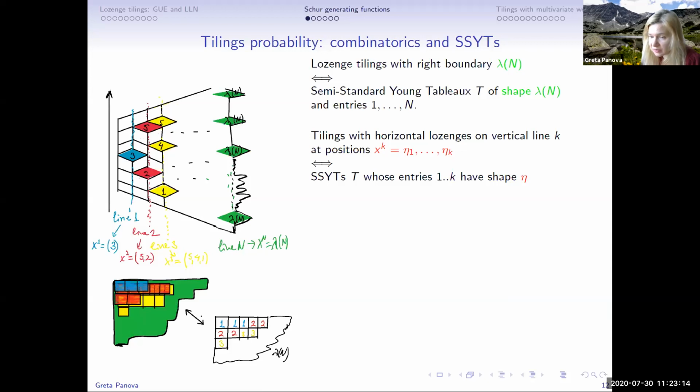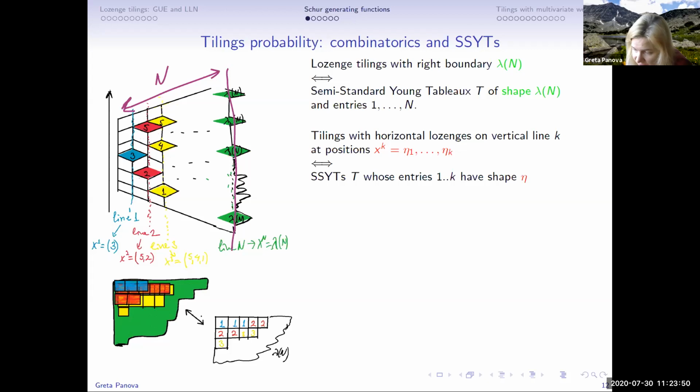Okay, so let's see how we prove something like this. So let's look at our domain. As I said, we are parameterizing it by the positions of the vertical lozenges on the last line. So here we have big N, and the positions of the vertical lozenges on the last line are given by this partition lambda.